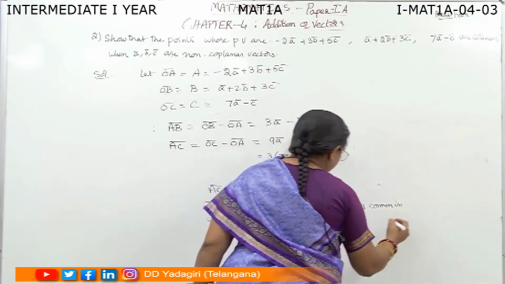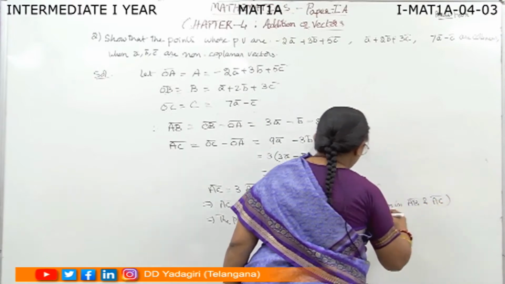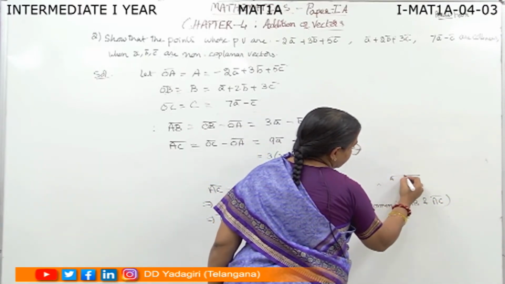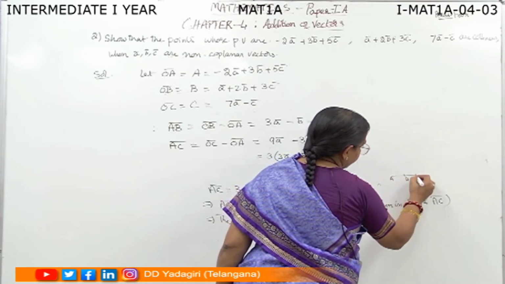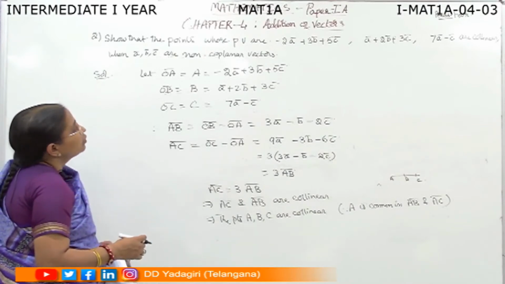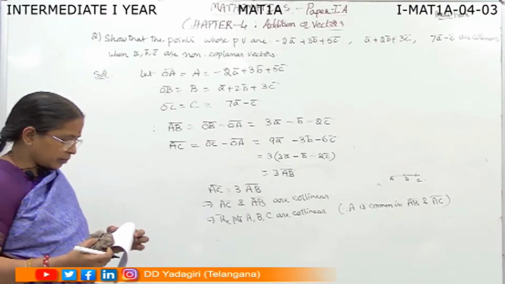A is common in AB and AC. So you can have AB and AC in the same line like this. So the 3 points A, B, C are collinear. So like this we prove. Okay, next problem.